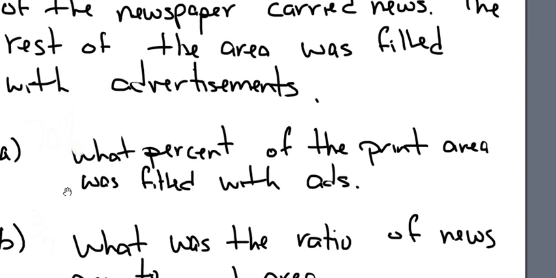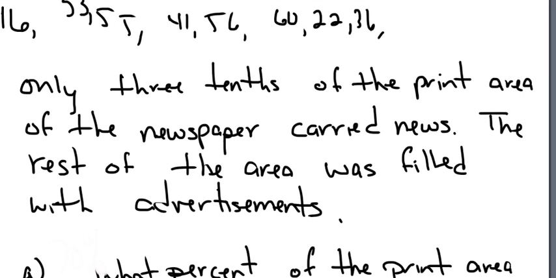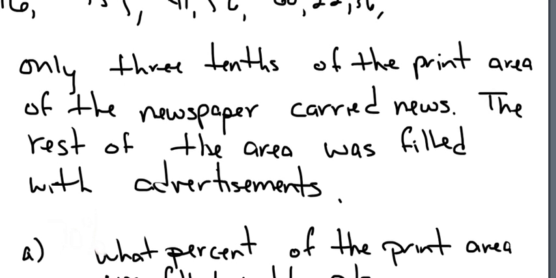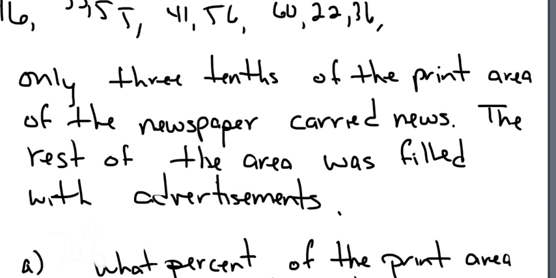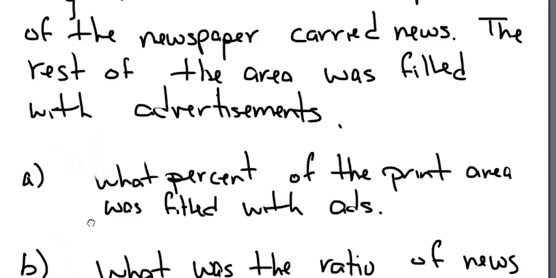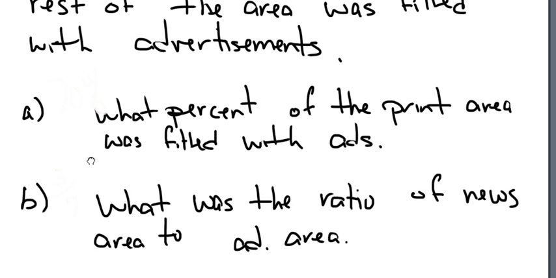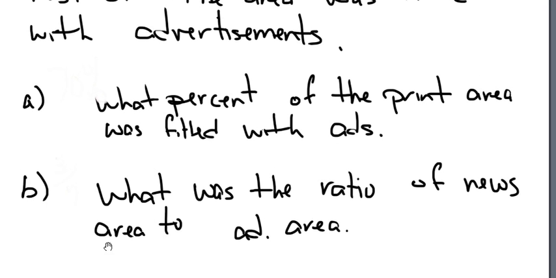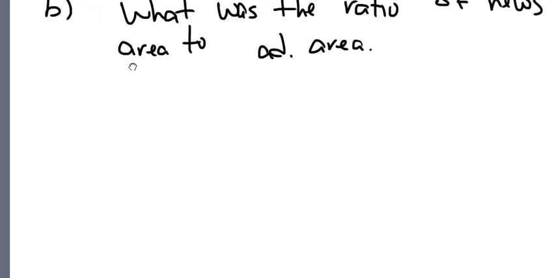And very quickly, I want to go over the first question. Only 3/10 of the print area of the newspaper carried news. The rest of the area was filled with advertisements. The two questions you have to answer are, what percent of the print area was filled with ads? And what was the ratio of news area to ad area? The answer for A was 70%, and the answer to B was 3/7, or a 3:7 ratio. And there we go. Okay, so now we're going to move on to our next question.